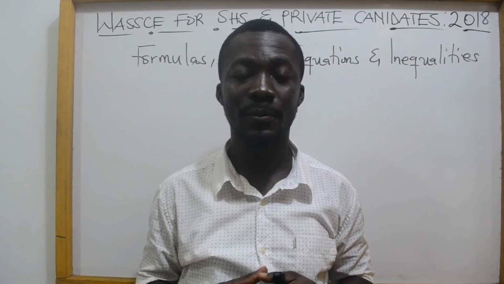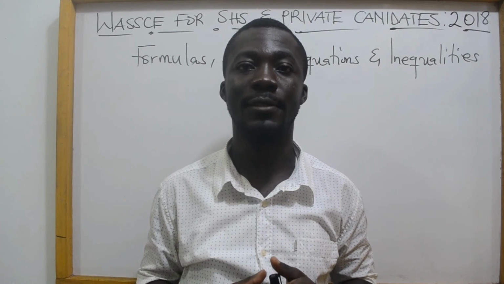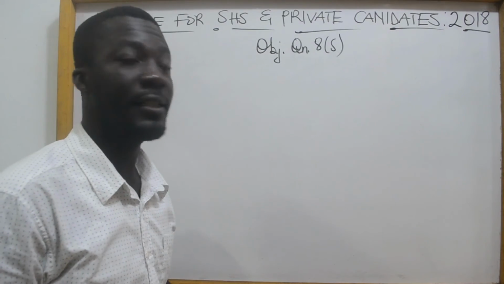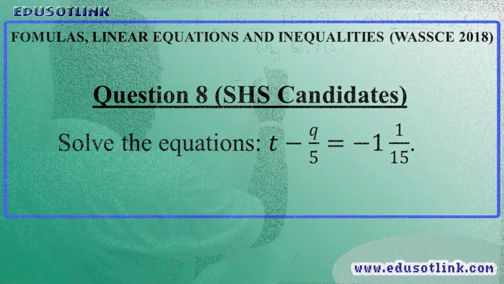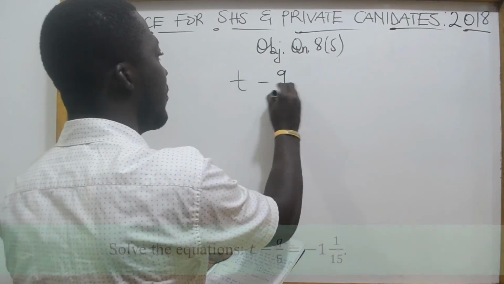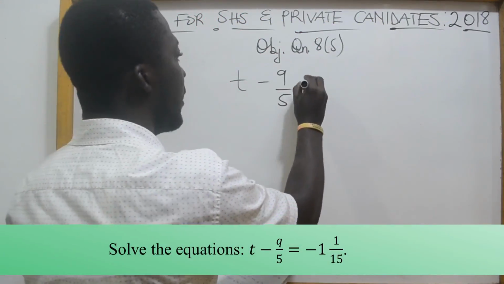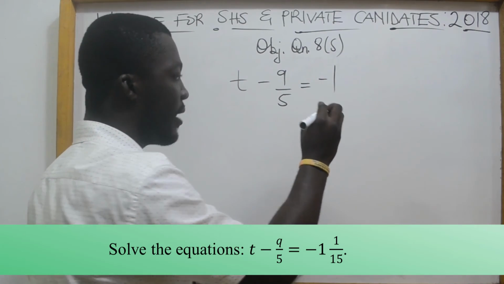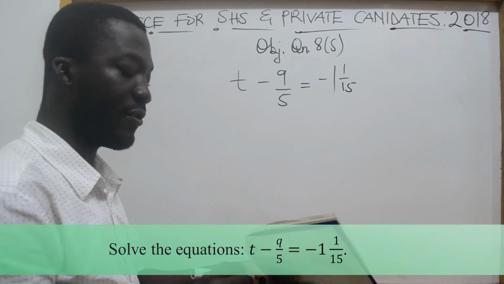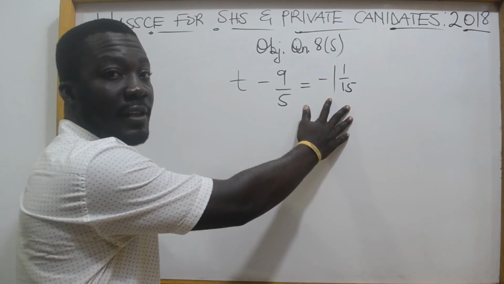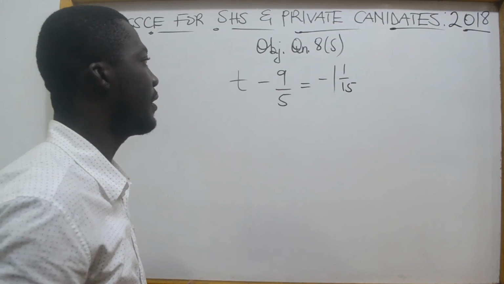Now let's take a look at our questions. Objective question 8 for senior high school candidates. It says solve the equation t minus 9 over 5 is equal to negative 1 whole number 1 over 15. The first thing we are going to do is to convert the mixed fraction to improper fraction.